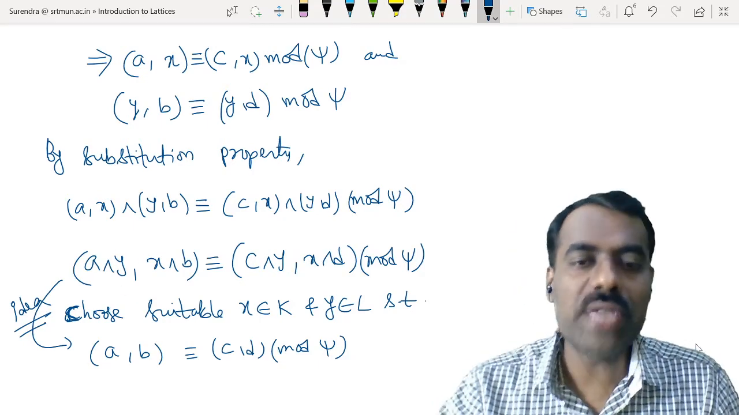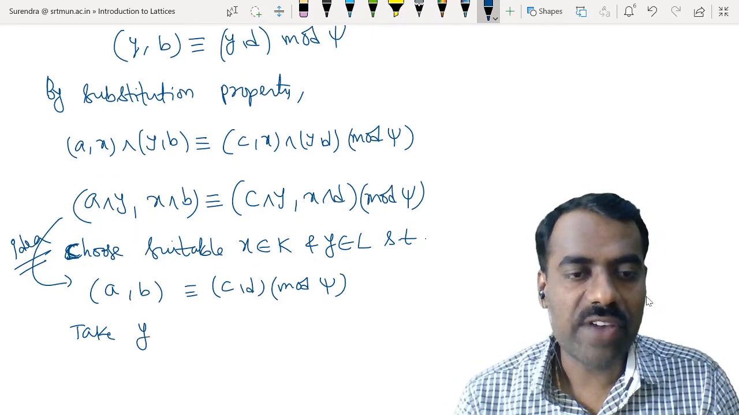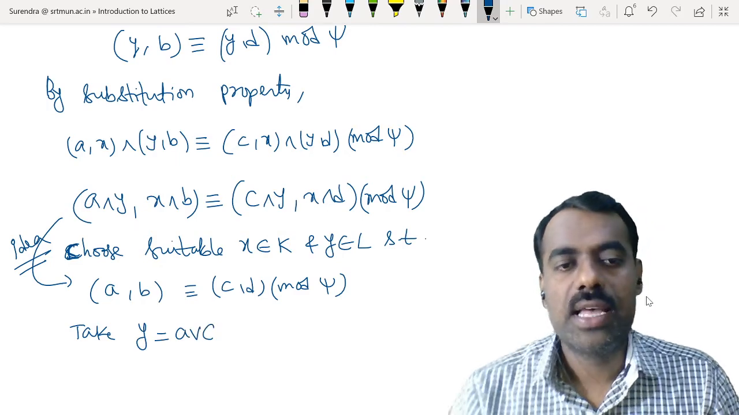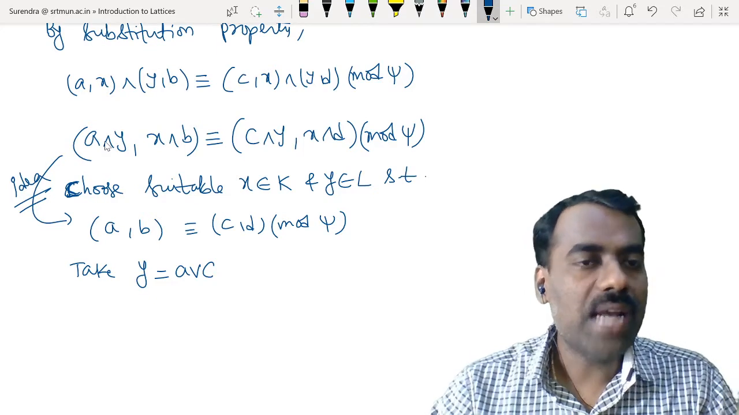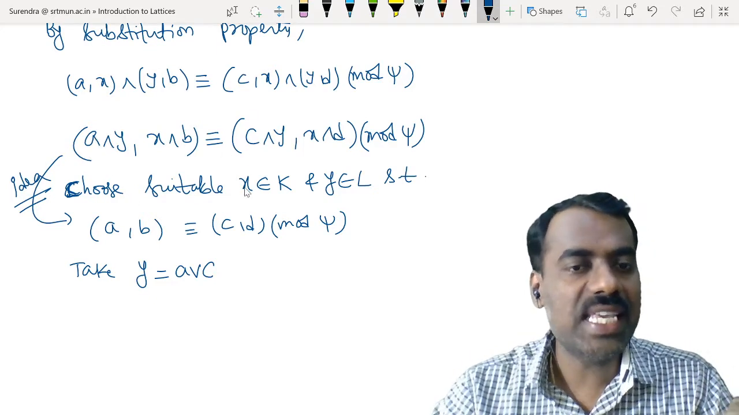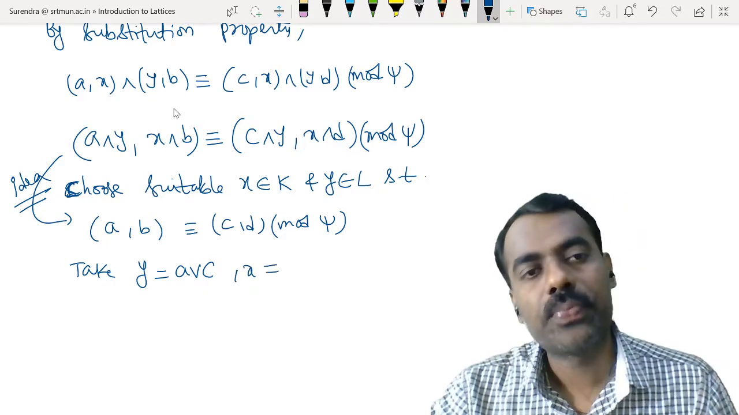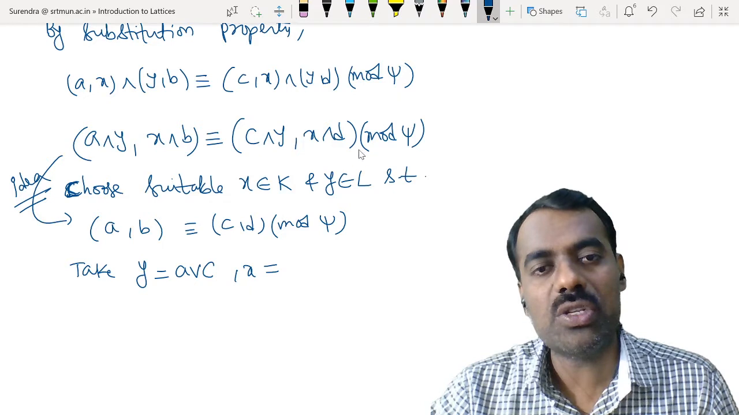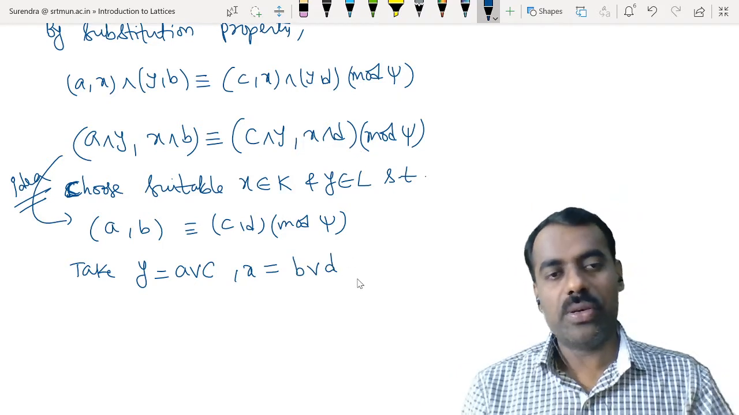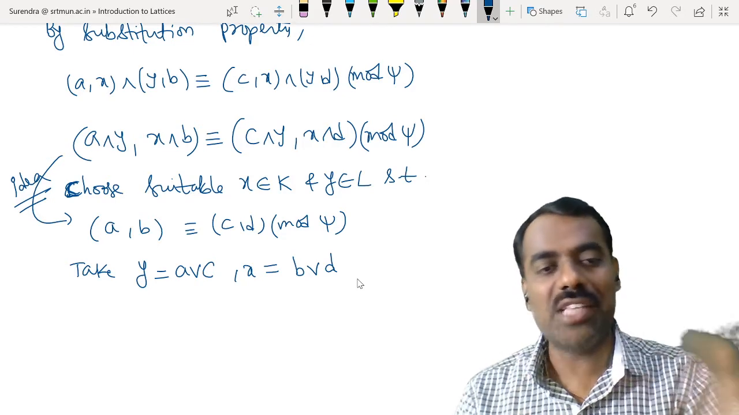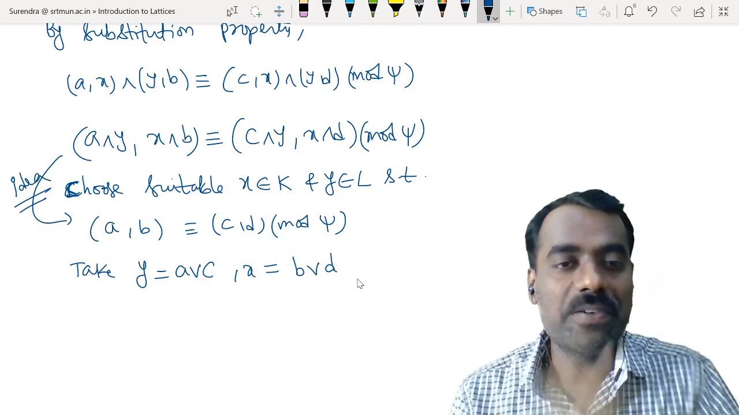Very good, y is equal to a join c, because if we take our y as a join c, then you can see that a meet (a join c), because a join c is bigger, by the absorption law you will get a here and you will get c here. Are you following? And similarly, can somebody tell what should be our x, such that here we get b and here we get d? b join d. Yes, x equals b join d. That's all. So you take a join c like this and b join d, we may wonder why we have to take it like that, right?